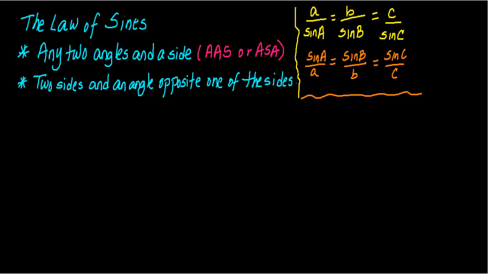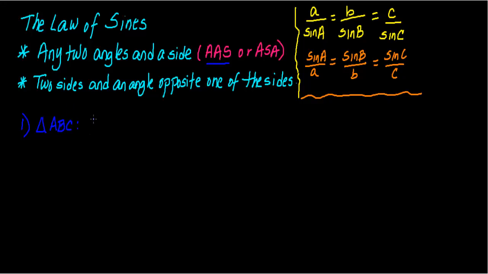Don't mix them. Don't say sine A over A is equal to B sine of B, because that would be wrong. Okay? Okay, so let's do an example. Here's the example I want you to do. Example 1. We're going to do this case, angle, angle, side. I tell you that we have triangle ABC, and I give you this information.